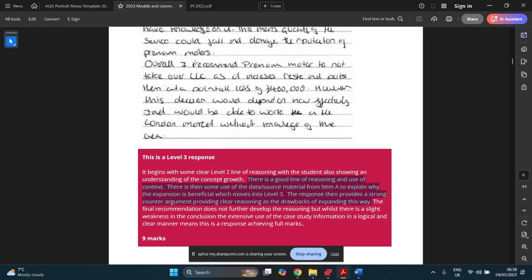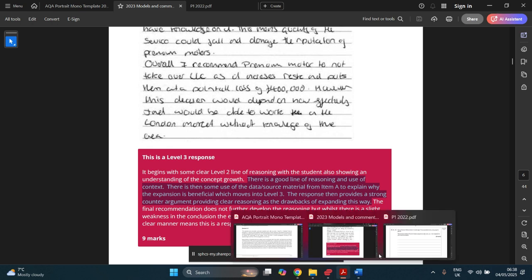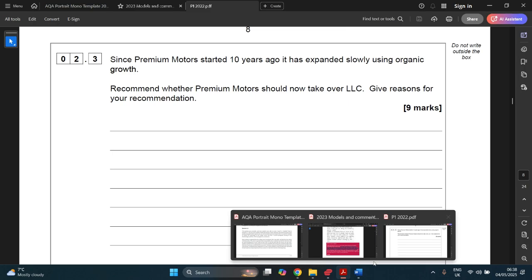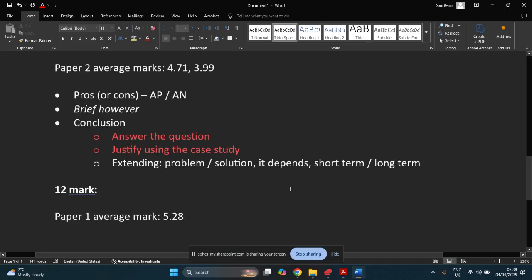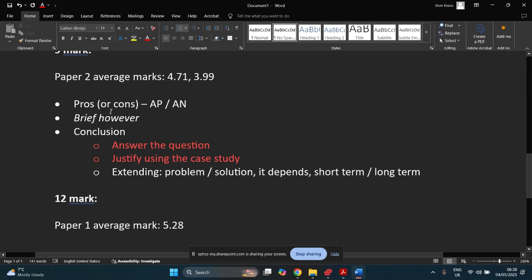So I think what we can take away from that is that there is a lot of freedom in how to answer the questions. My advice for the 9-marker is that you do a detailed paragraph on pros and cons. You're trying to pick up your application and analysis marks. And how do you know whether to do pros or cons? You just read the case study and decide if you've got more pros or cons. You then have a brief, however, and then a conclusion.